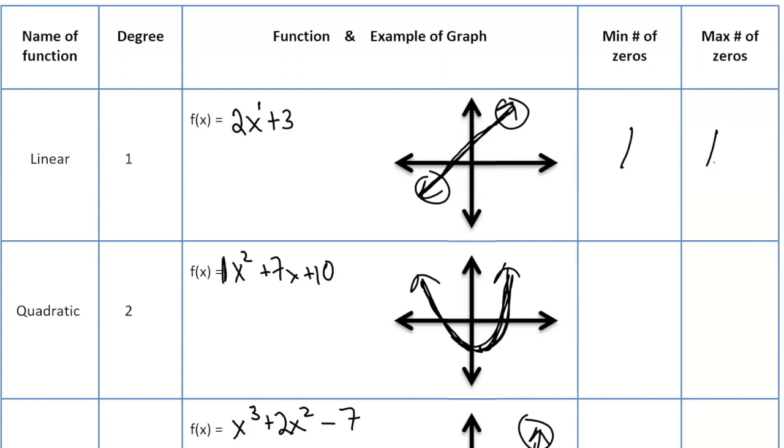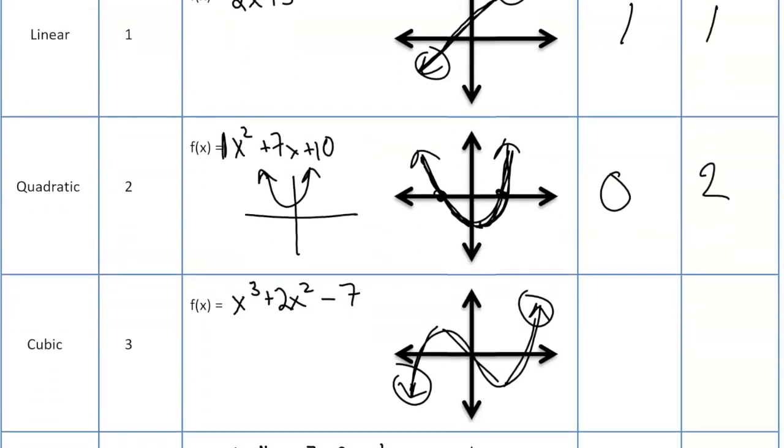Okay, zeros, remember, meaning x-intercepts. Now for a quadratic, you could have a quadratic like we have right here that has 2 zeros, but what if you had a quadratic that started above the x-axis? You could have 0 zeros. So our values change a little bit.